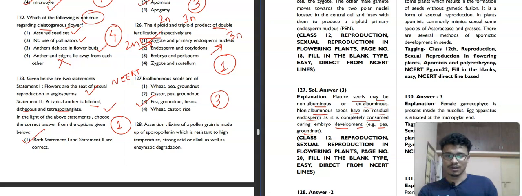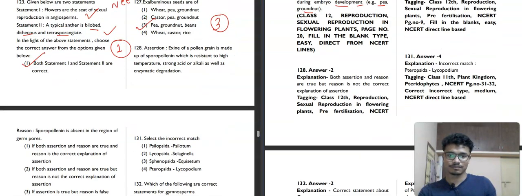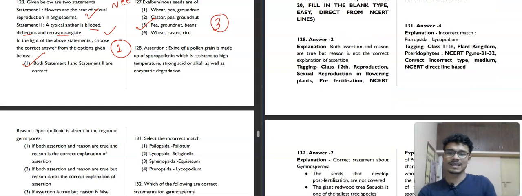Okay. Now we will move toward the next question, question number 128. What is it saying? Exine of pollen grain is made up of sporopollenin, which is resistant to high temperature, strong acid, alkali as well as enzymatic degradation. Absolutely correct, it is true. Then, sporopollenin is absent in the region of germ pore, that's why initiation of pollen tube can occur. It is also true. Now, if we want to verify assertion and reason, we will put a 'because' there.